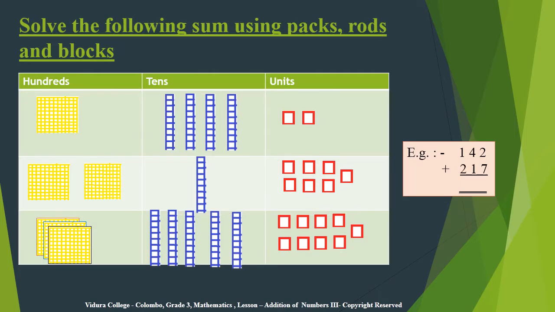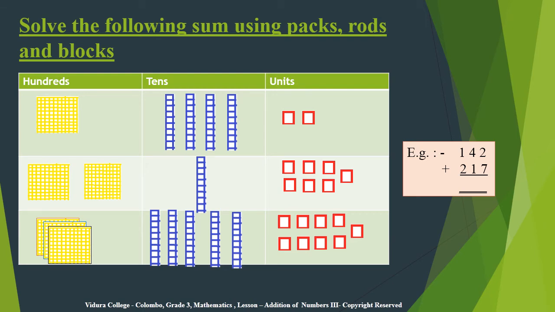So children, let's see how to solve that sum using packs, rods and blocks. As you know, blocks represents units, rods represents tens and packs represents hundreds. So in 142, there are 2 units, 4 tens and 1 hundreds. In 217, there are 7 units, 1 tens and 2 hundreds.